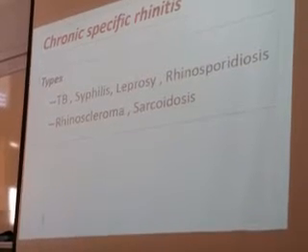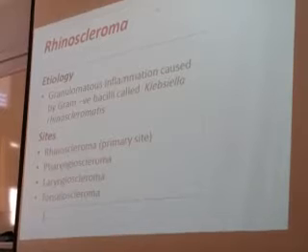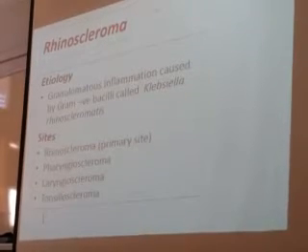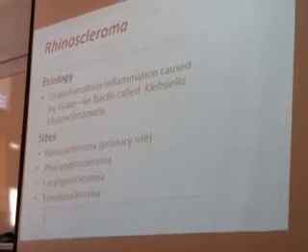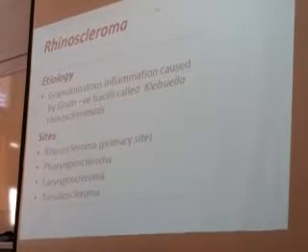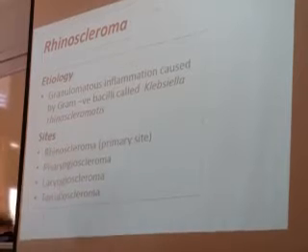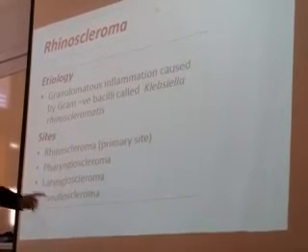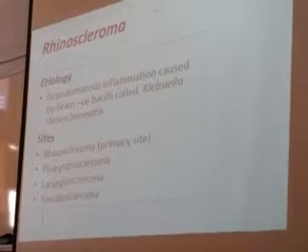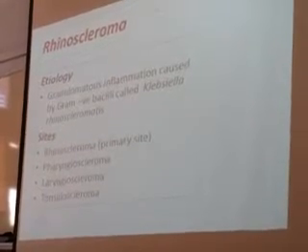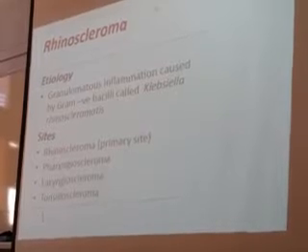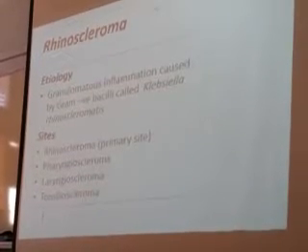This is very important. So what is rhinoscleroma? This is basically a granulomatous inflammation caused by a gram-negative bacillus called Klebsiella rhinoscleromatis, and it can affect any part of the upper respiratory tract, like the nose, which is the most common site, the pharynx, laryngoscleroma or tonsilloscleroma. The most common site is the nose, rhinoscleroma.